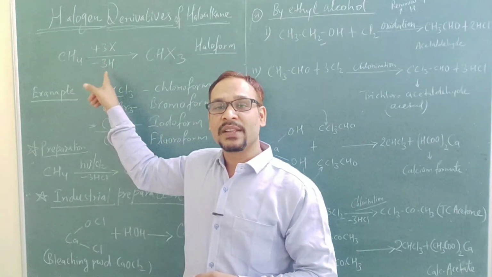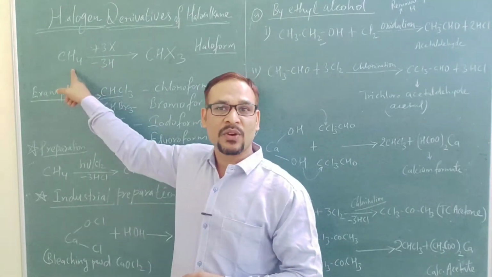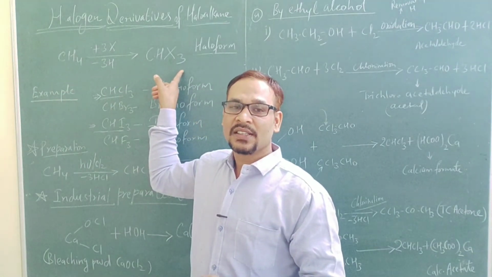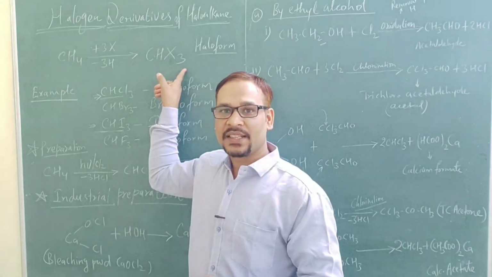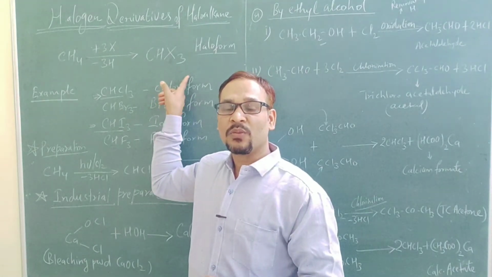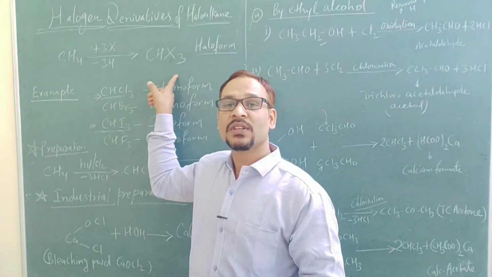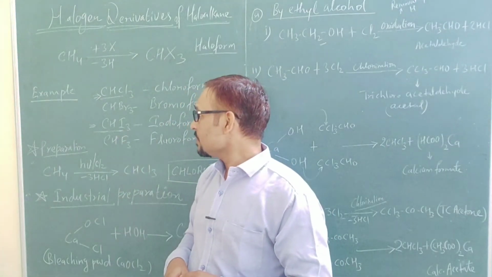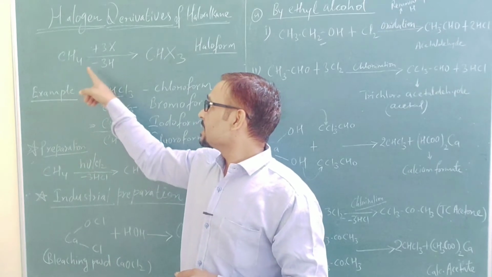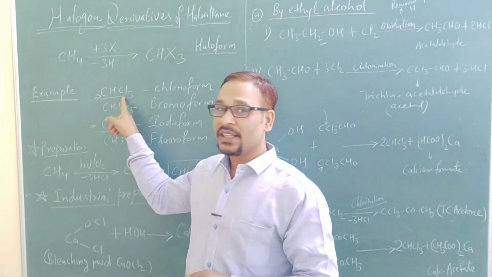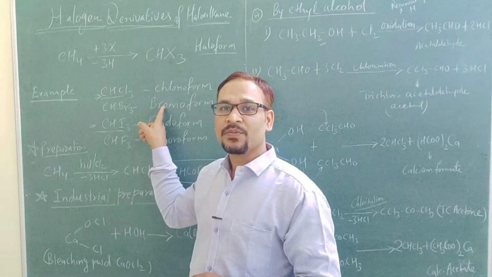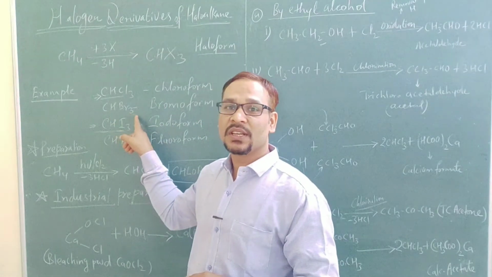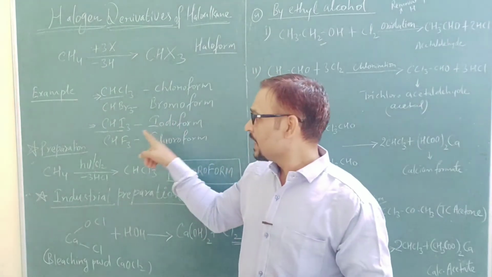we get CHX3, that is haloform. This is the common formula of haloform. Say for example, if this H is replaced by chlorine, then we will get chloroform. If bromine, then we will get CHBr3, bromoform.